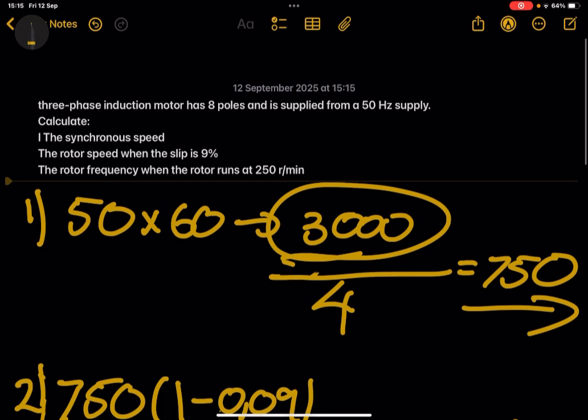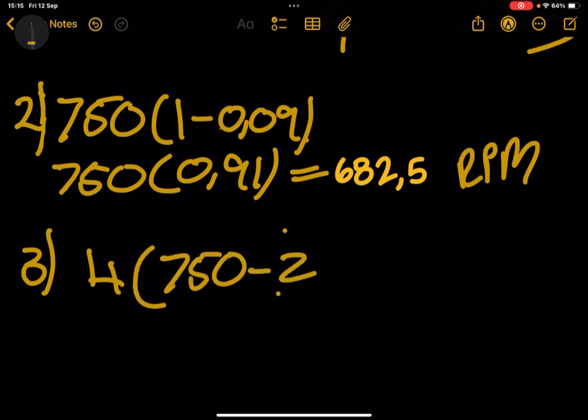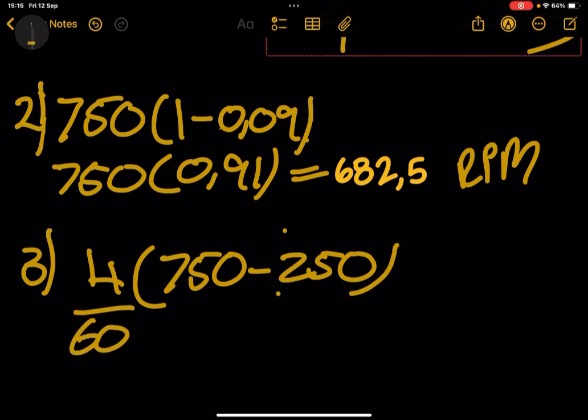And then number 3 asks, what was number 3 again? The rotor frequency when the rotor runs at 250 RPM. So we'll take the pole pairs, which is 4, and multiply that by the synchronous speed minus the speed that it's running at, and then obviously divide this all by 60.